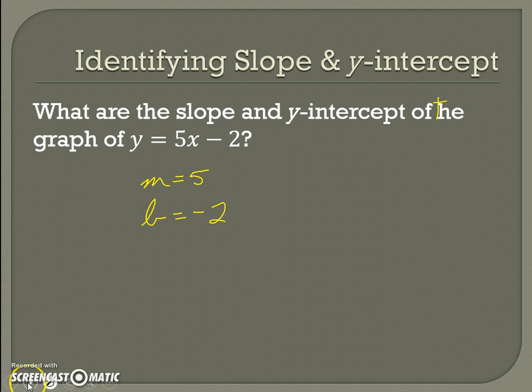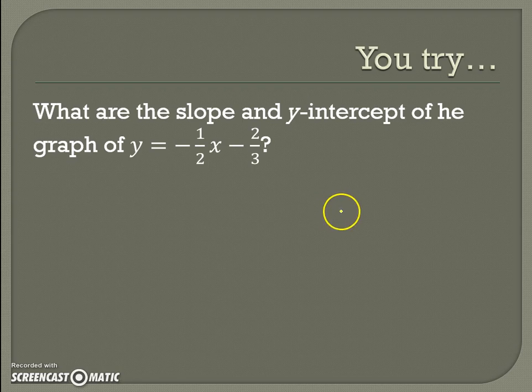Pretty simple. You're literally just identifying it out of y equals mx plus b. Here's one for you to try. Go ahead and pause. The answer will be up in 3, 2, 1. And there it is. That shouldn't have been difficult at all. Just because they're fractions doesn't mean it's difficult. You're literally just identifying which one's the m and which one's the b.